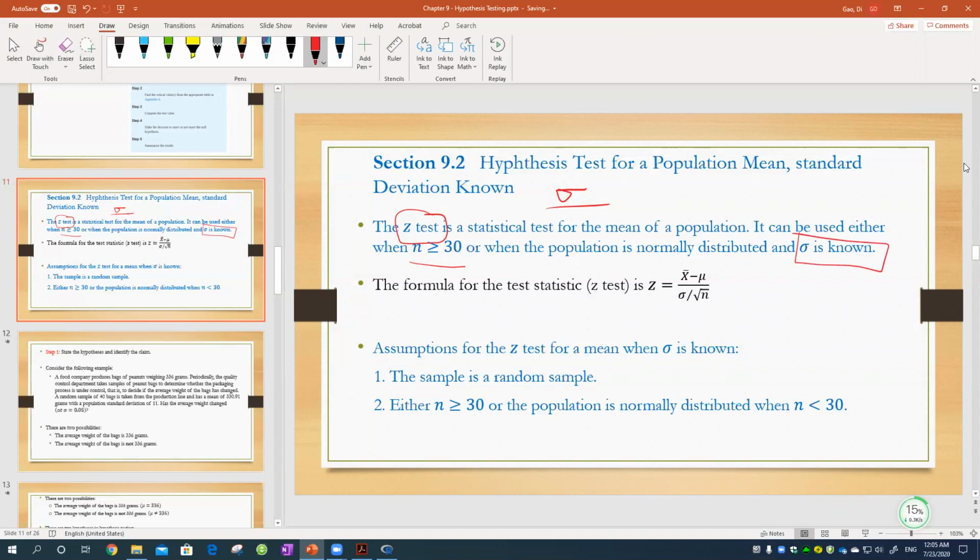Then it is also related to the sampling distribution of x bar. So this is actually the z-score of that sampling distribution. So x bar minus the mean of the sampling distribution, which is the original mean mu, divided by sigma over square root of n, which is the standard deviation. And we call this the test statistic. And then we do have some assumptions for this z-test for mean when sigma is known. The sample is a random sample and either n is greater than or equal to 30 or the population is normally distributed.